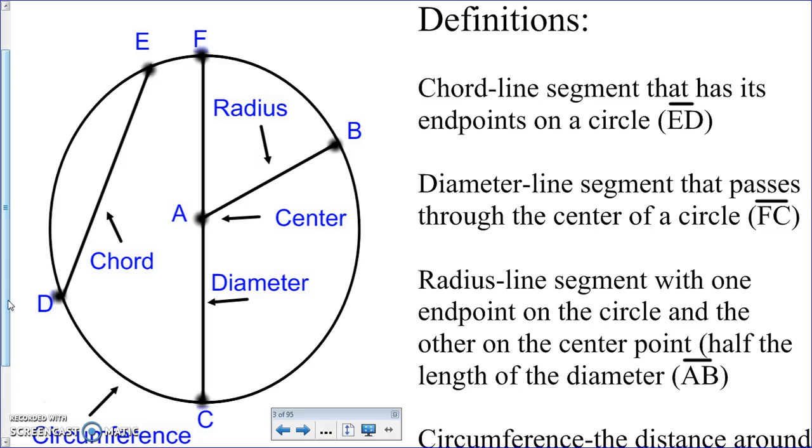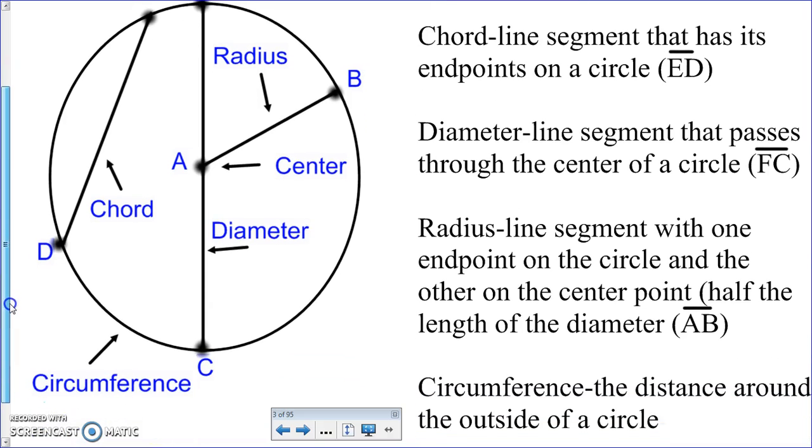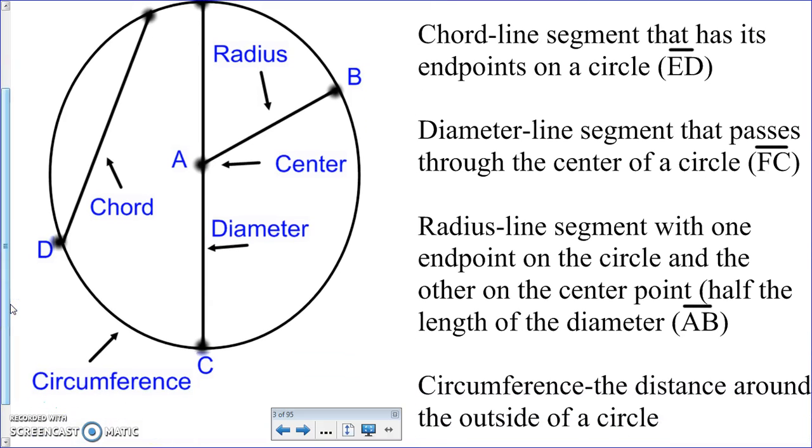The radius is a line segment with one endpoint on the circle and the other on the center point. It is always exactly half the length of the diameter, shown here by line segment AB. Then we have the circumference, which is the distance around the outside of a circle. It's the perimeter of the circle.